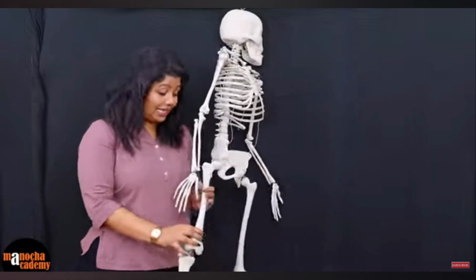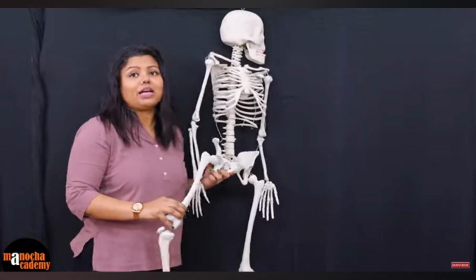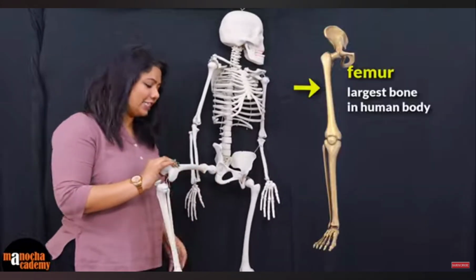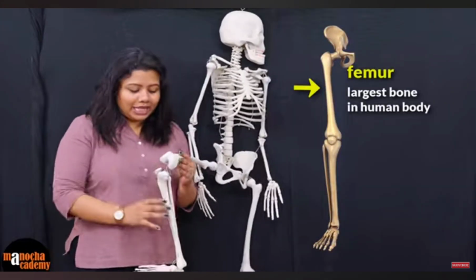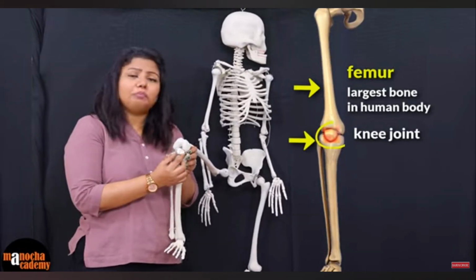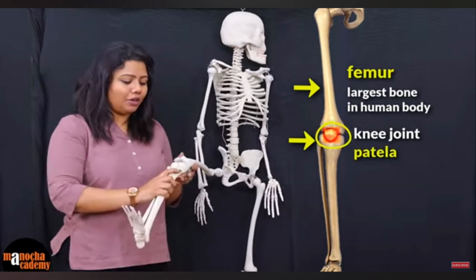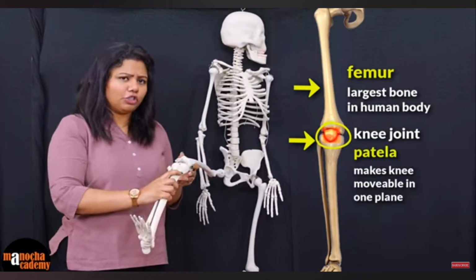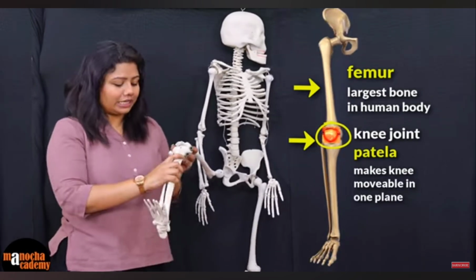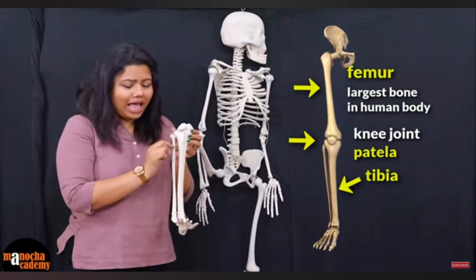Now if you look at the legs, these are the legs and they are attached to the pelvic girdle by a ball and socket joint. This bone is the largest bone of our body and this is known as the femur. Then we have the knee joint. You can see the small bone here. This is a movable patella which protects your knees, and it also makes your knees a movable joint but movable in a single plane, right? It's a hinge joint.